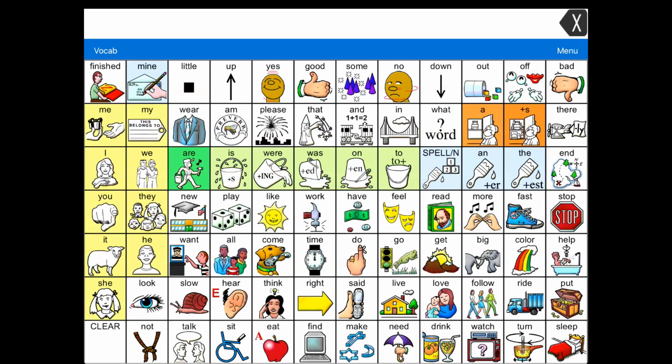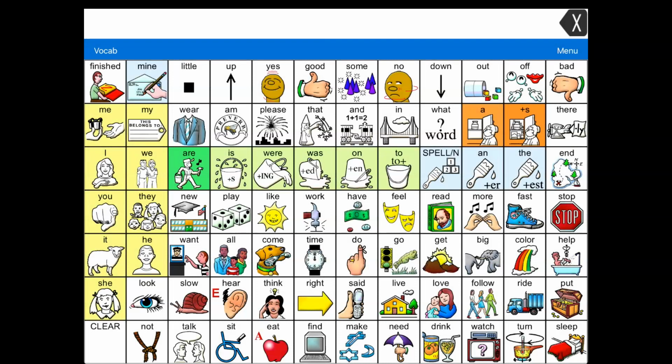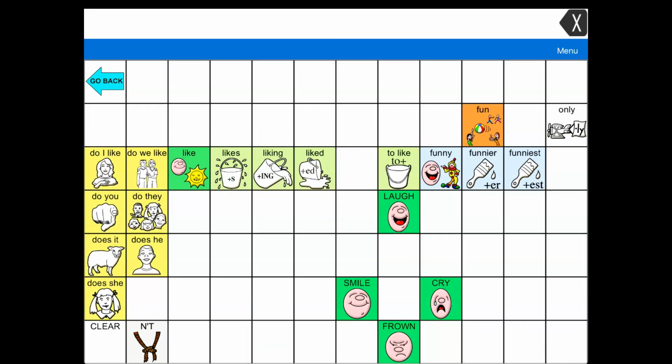Moving on, the next square is like. Notice we have the sun and it's smiling. I like it when it's sunny out. Underneath, we do get a few more verbs as well as the conjugations and superlatives, just like we were seeing on the other rows, though there is not a noun row under this one.